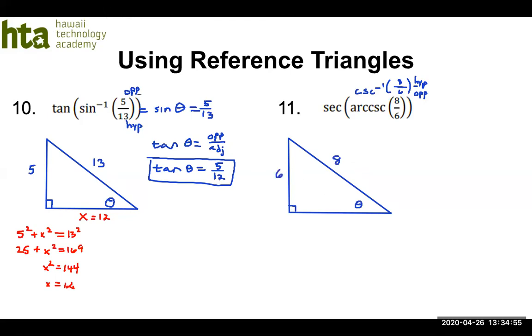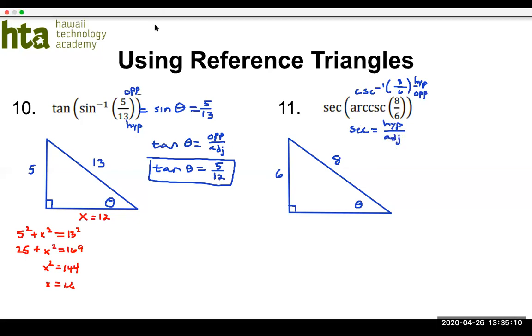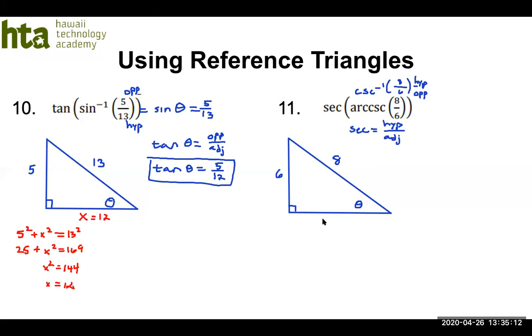So we need to now find out, and let's not forget secant is the reciprocal of cosine. So that would be hypotenuse over adjacent. We need to know what the adjacent side is to answer this question. So just like last time, we're going to use our Pythagorean theorem: leg squared plus the other leg squared equals the hypotenuse squared. This is not a Pythagorean triple, so you are going to have to do this whole part out, and it's not going to come out clean either. So watch what happens when we don't get a clean answer.